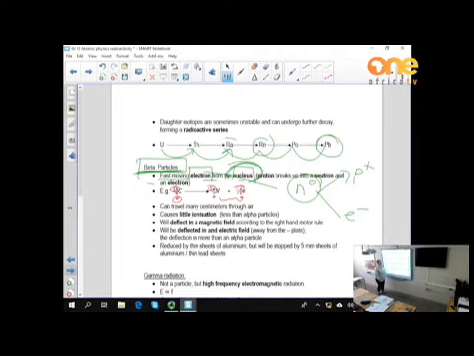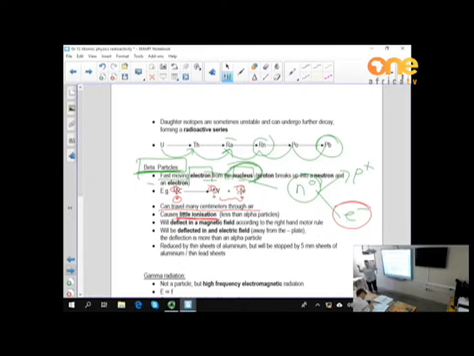Now, this electron, is it a relatively small or large particle? Small, it's very small, it's so small it almost has no mass. The mass is so little we ignore the mass. So, beta radiation can travel much further through air. It can travel many centimeters through air. Because it's a very tiny particle, for 2 tiny particles to collide, the chances of that is smaller. So it will cause less ionization.